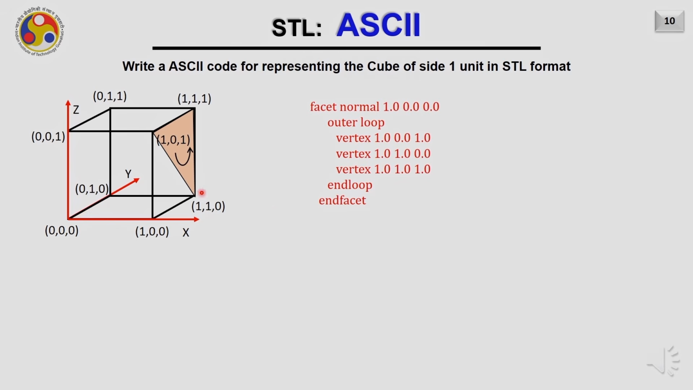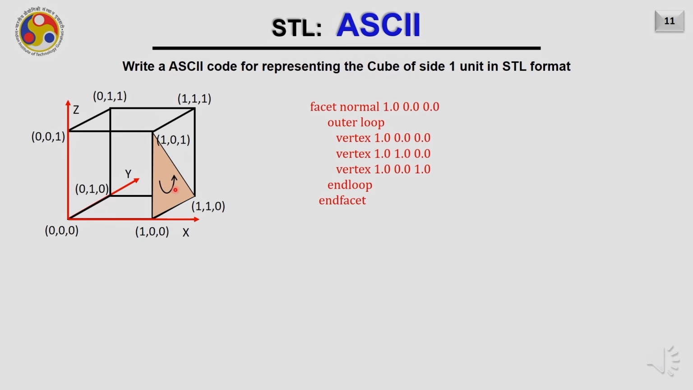Now let us consider another triangle here, and this is representing the counterclockwise direction. Its facet normal is in the plus 1 direction, hence the facet normal is 1, 0, 0, and for the vertices, if we start from 1, 0, 1, then next will be 1, 1, 0, and next will be 1, 1, 1. In a similar fashion, we can write the ASCII code for this particular triangle.